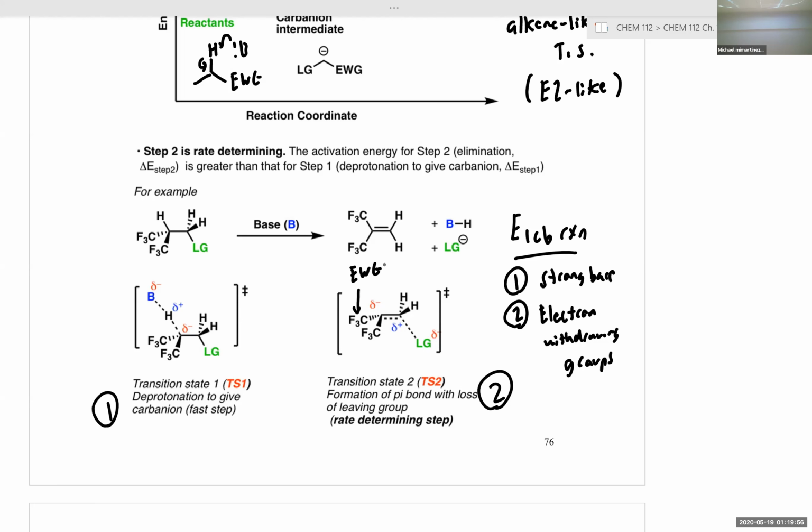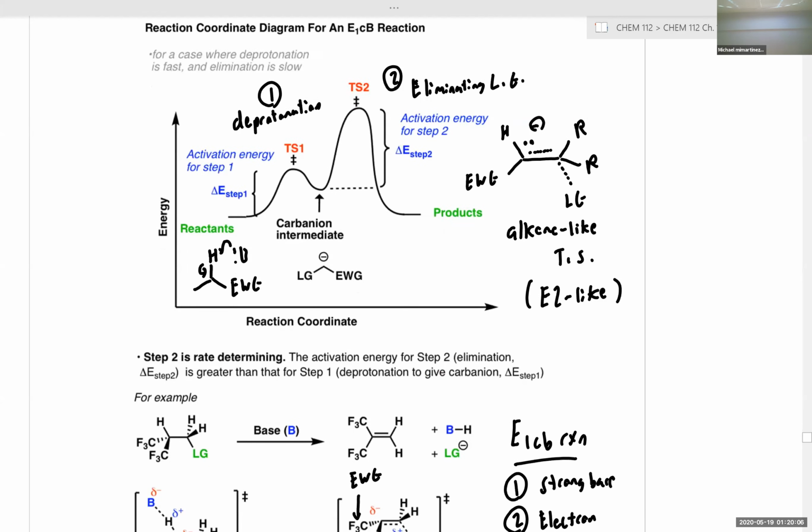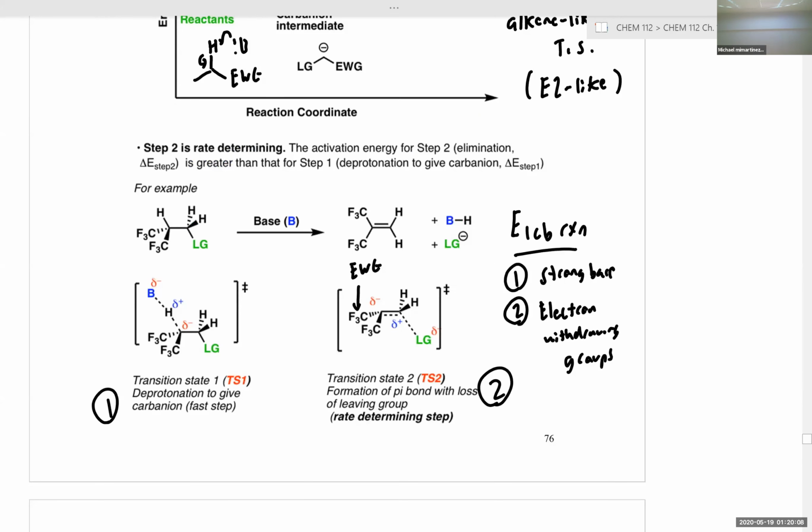Does this make sense so far to everyone? The E1CB reaction is stepwise. First you deprotonate, then you eliminate. If you see strong base and electron withdrawing groups, I want you to think E1CB. You'll see these a lot in 113.